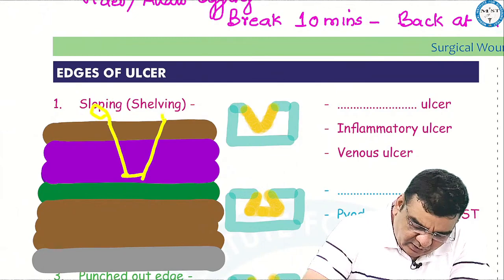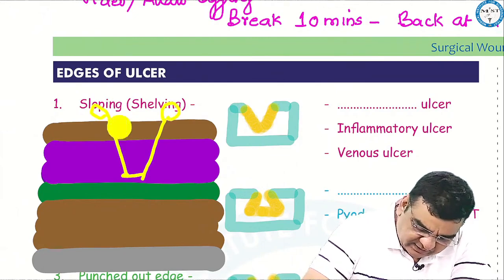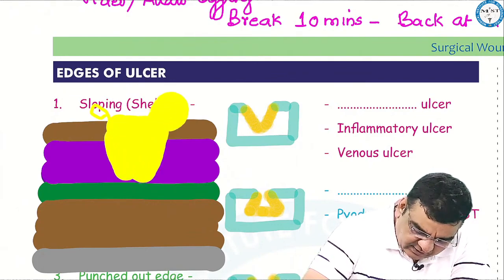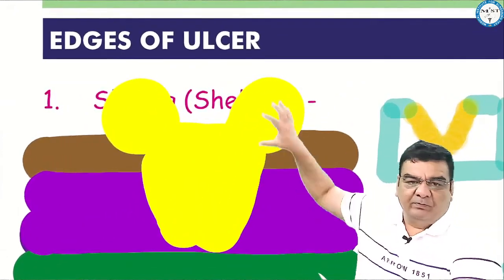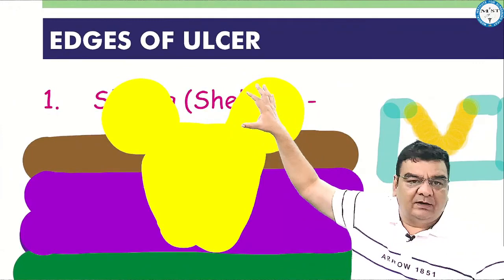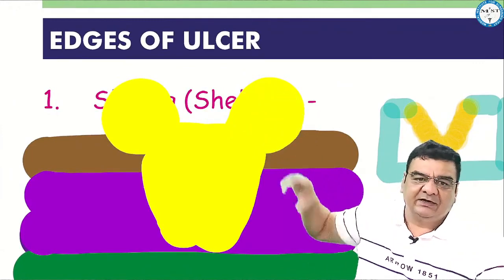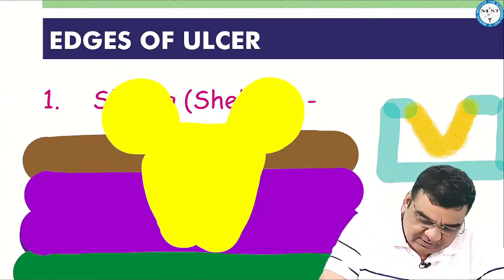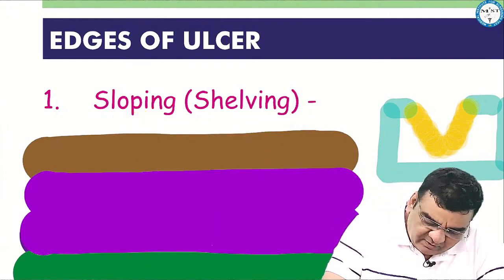there might be rolled out and beaded edges. Rolled out and beaded is something like this, beta. Suppose this is it, and here you see some beaded pearls. This pearly edge or beaded edge is seen in basal cell carcinoma. And sometimes, beta, in squamous cell carcinomas, we see this type of edge.